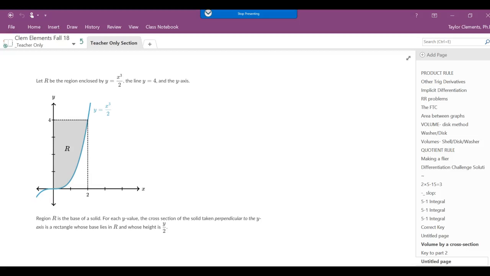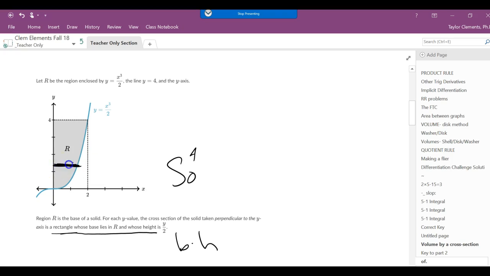Okay, so this problem here, perpendicular to the y-axis, those are slices, and the rectangle height is y over 2. So let's just see, we're doing y's, we're not rotating, we're just looking at it like that. So this is going to be from 0 to 4. It's a rectangle, that's just b times h, and whose base lies in R.